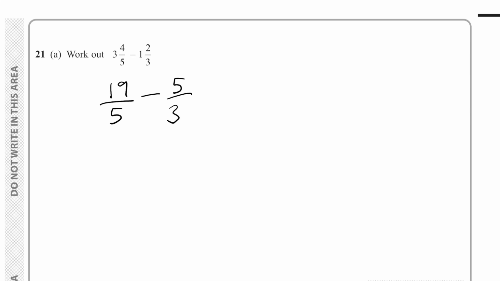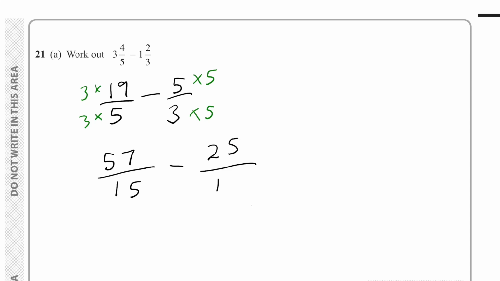So whenever we want to add or subtract fractions, we need our denominators, our bottom numbers, to be the same. So I'm going to times my right fraction by 5, my left fraction by 3, and make both the denominators the same. They'll both be 15. 3 19s are 57. 3 5s are 15, 5 5s are 25, 3 5s are 15. So I've got 57 fifteenths, take away 25 fifteenths. That will be 32 fifteenths.